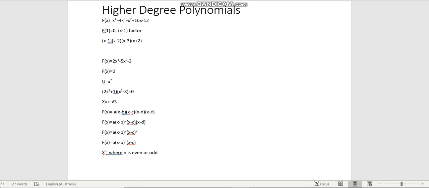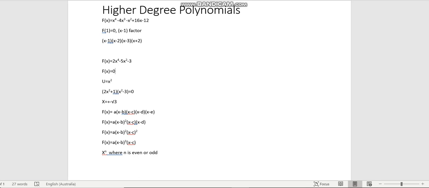Then we put the u back into x squared. You realize here that 2x squared plus 1 can't equal 0, so we ignore that. But for x squared minus 3, we get two answers: x is plus or minus the square root of 3.